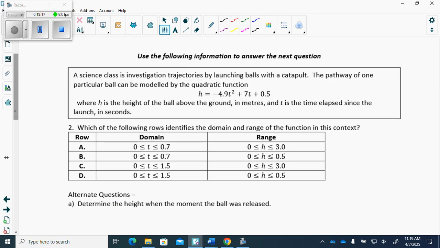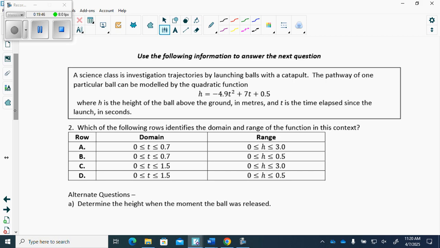Okay, this one, a science class. We're going to read. Crazy. I know I keep saying this. People still continue to not read. A science class is investigating trajectories by launching balls with a catapult. The pathway of one particular ball can be modeled by this quadratic function. It is concave down, correct? It ends down on both sides, which is good because it is a negative leading coefficient.